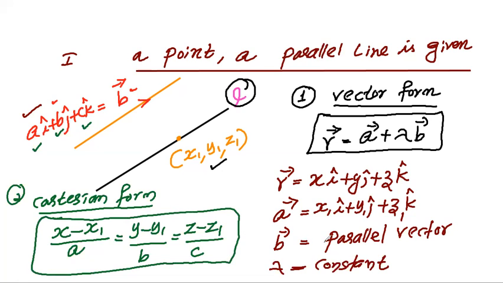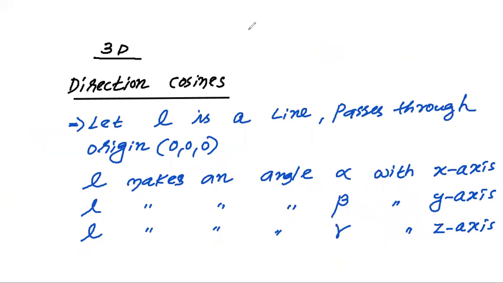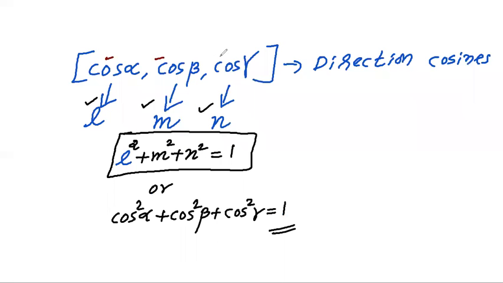So far, let me revise the topics we discussed. We started with the direction cosines. Direction cosines are the cosines of the angles made by a line with the x, y, z axes. Let L make an angle of alpha with x, beta with y, and gamma with z. Cos alpha, cos beta, cos gamma are known as direction cosines. Cos alpha is denoted by l, cos beta by m, cos gamma by n. The relationship between them is l square plus m square plus n square is equal to 1, or cos square alpha plus cos square beta plus cos square gamma is equal to 1.